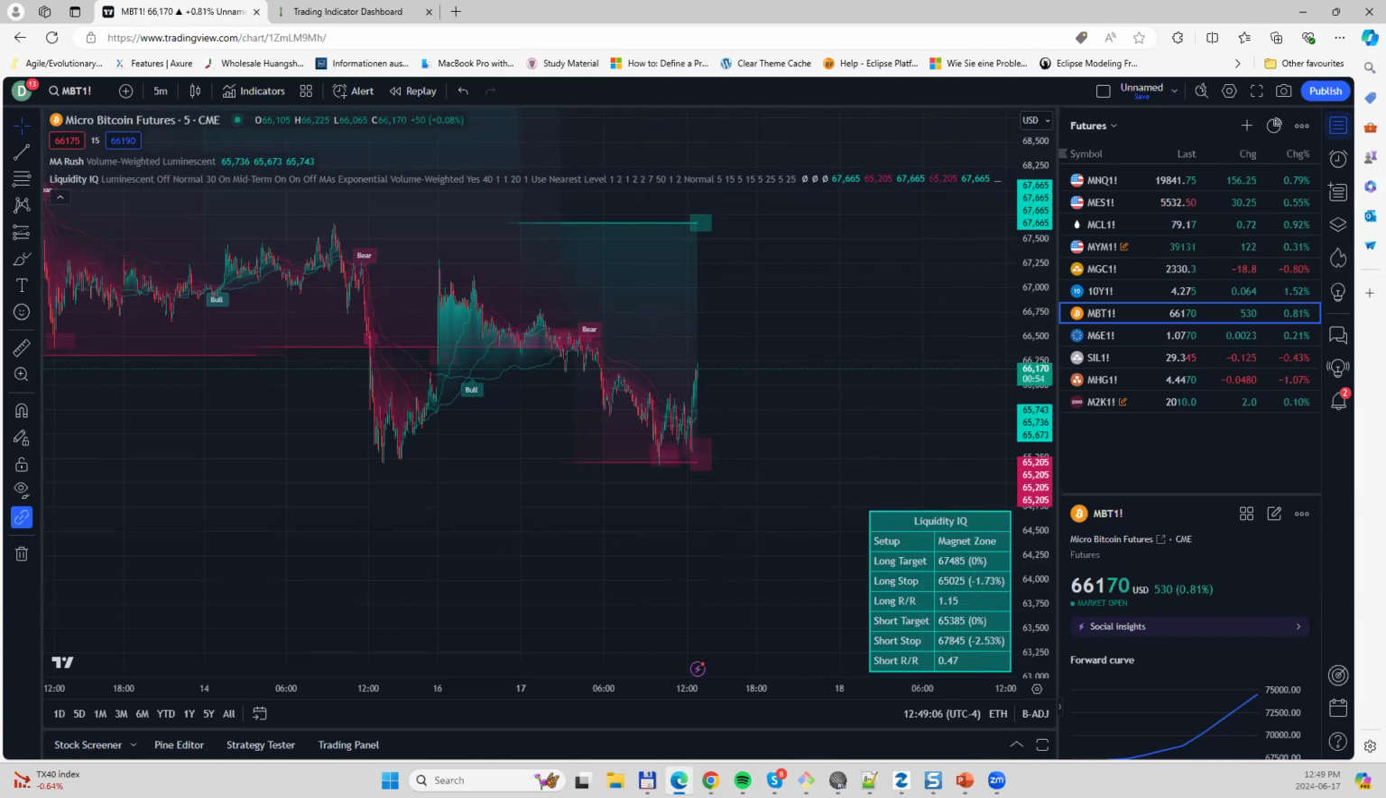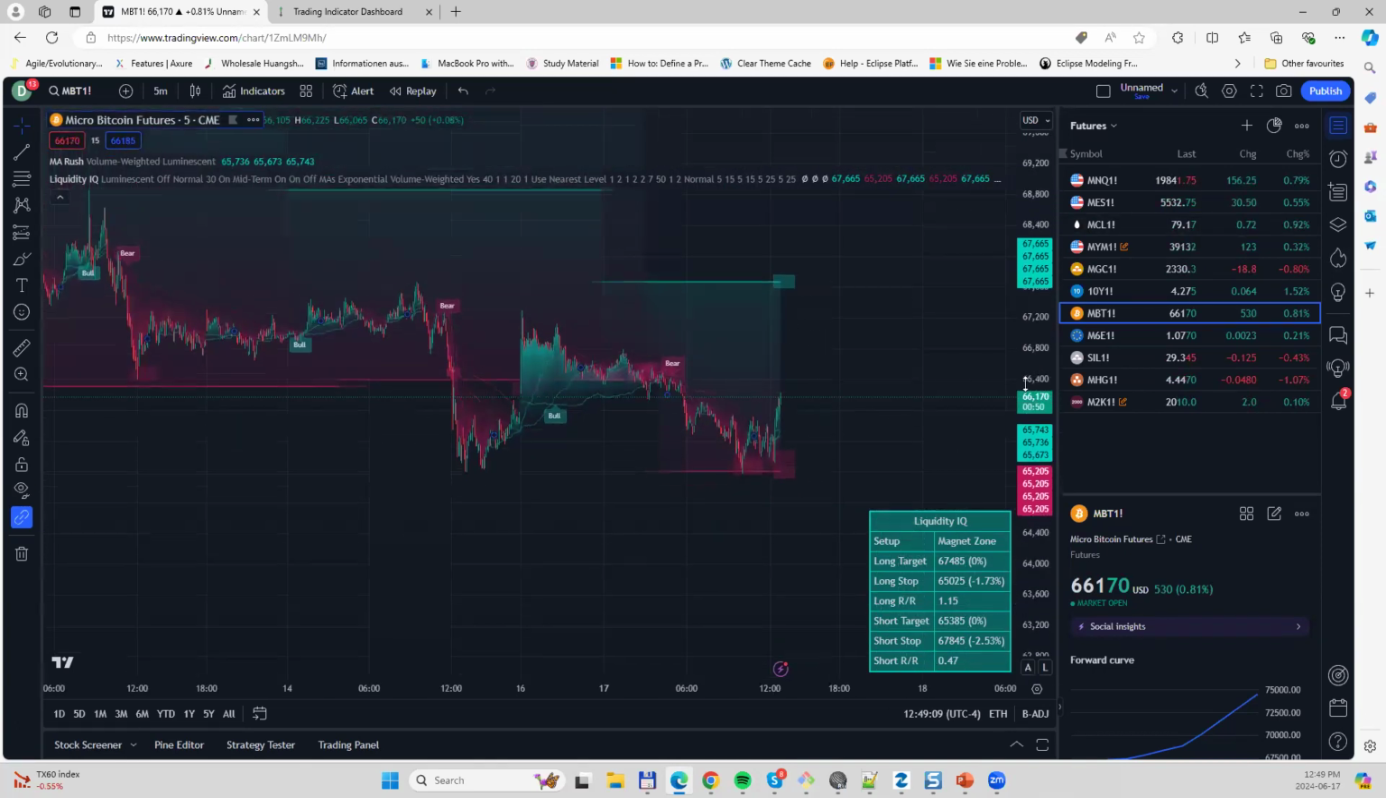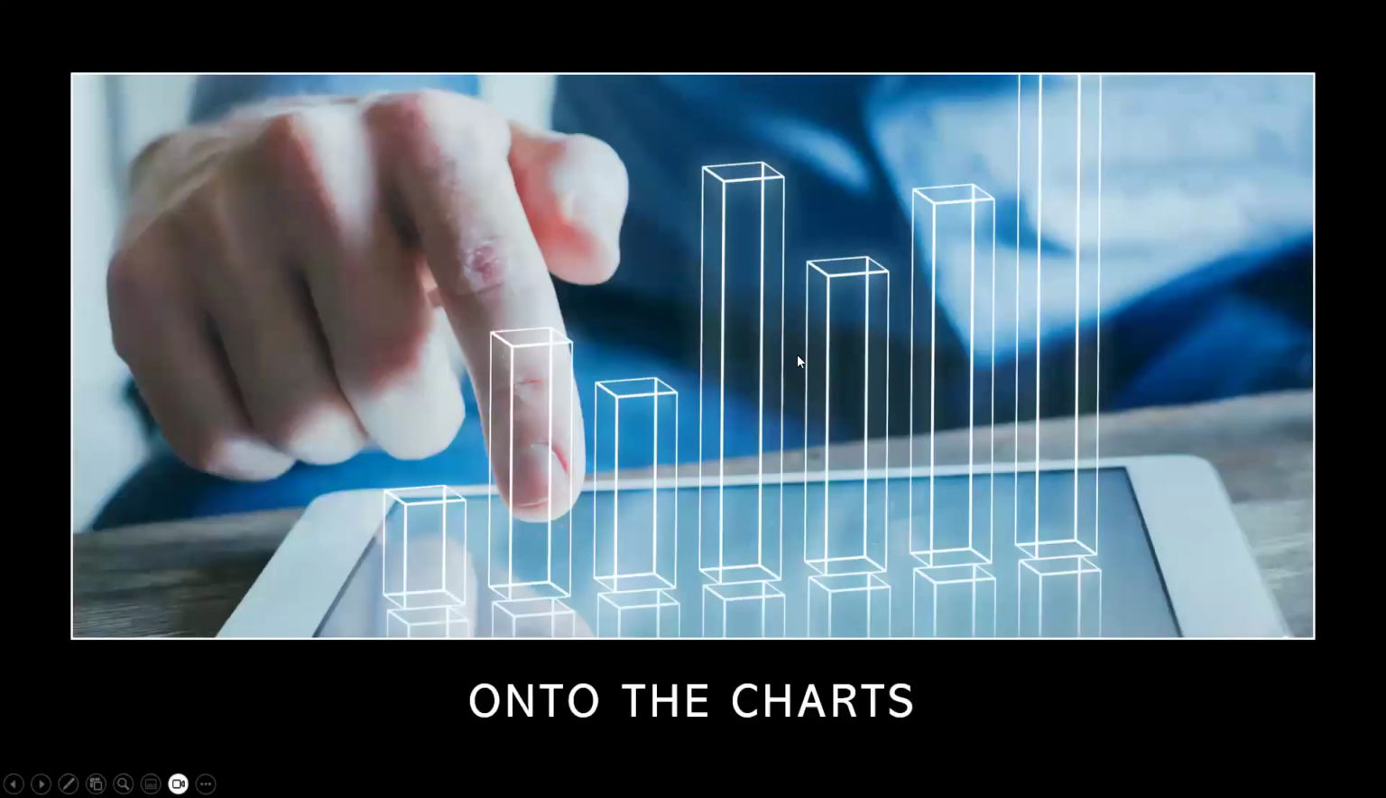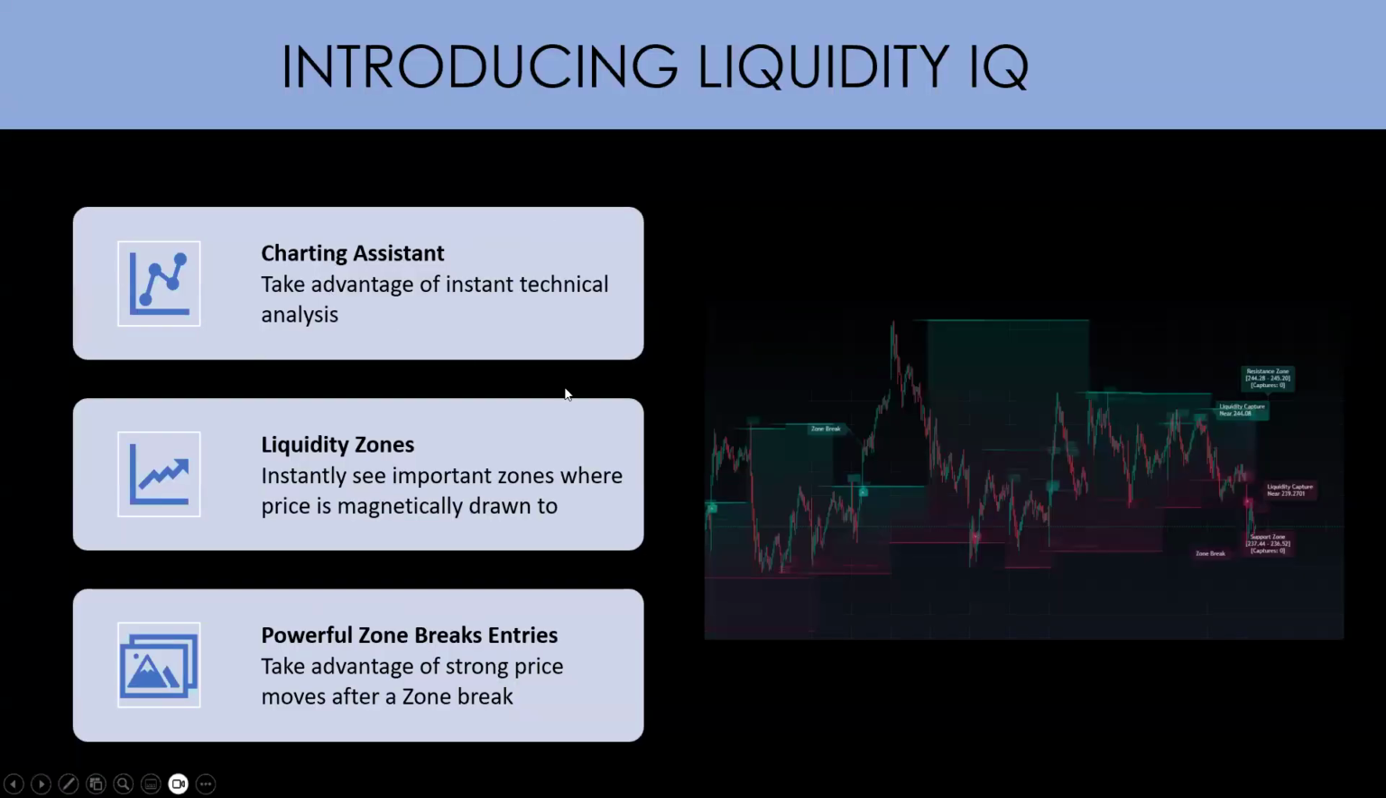All right, perfect. So we can look at some symbols a bit later on, but I would like to point something else out for you guys. Let me just quickly go back to my slides. We've now seen Liquidity IQ, our charting assistant, which shows you these levels here. Basically it does an instant technical analysis of your price chart.